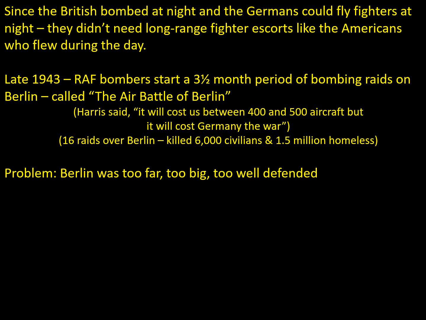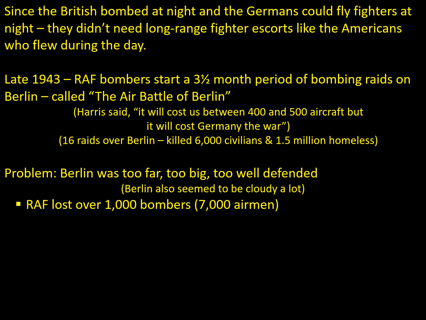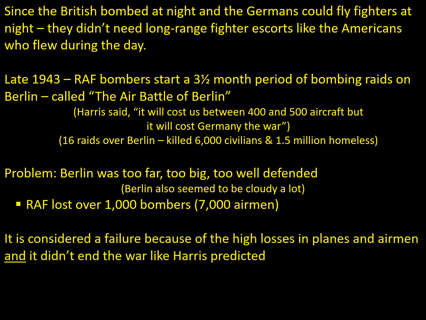The problem with bombing Berlin was it was too far away, the city is too big, and it was too well defended. Another strange thing was Berlin always seemed to be cloudy, which made it very difficult for the Allied bombers to see the targets. Now, in this air battle of Berlin, the British will lose 1,000 bombers, including 7,000 airmen. It is considered a failure because of the high losses in planes and airmen, and it didn't end the war like Harris predicted.